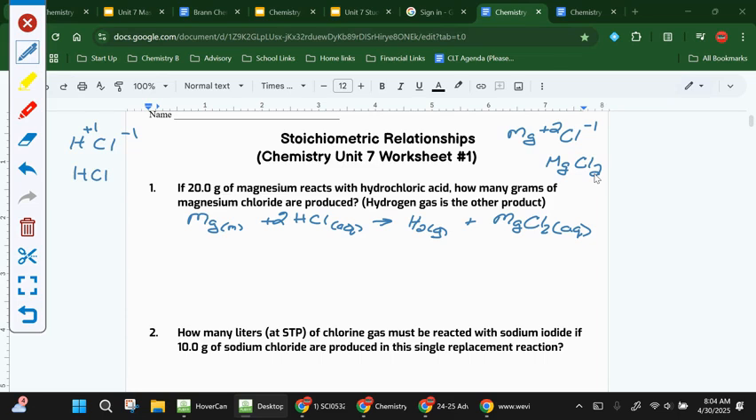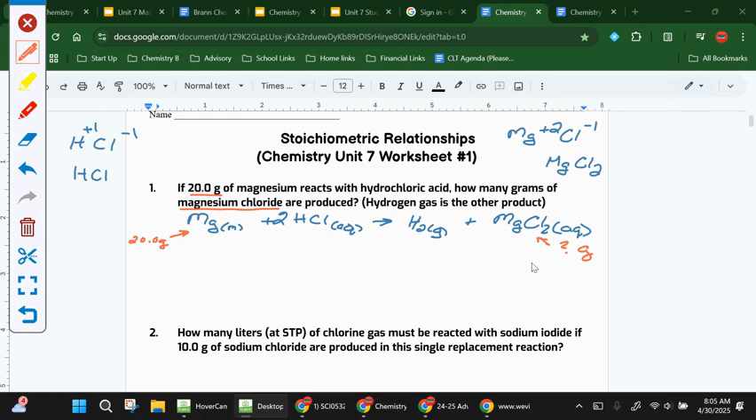Okay? All right. Now, the next thing that I would do with this problem, ladies and gentlemen, is I would write down what I'm given and I would write down what I'm looking for. I'm given 20 grams of magnesium. So I'm going to put 20.0 grams by the magnesium. I'm asked to find how many grams of magnesium chloride. So under magnesium chloride, I'm going to put a question mark and then G. Now, that doesn't mean that my answer is going to start out in G, but it means my final answer has to be in grams. So this is a mass-to-mass stoich like we did yesterday. Questions?